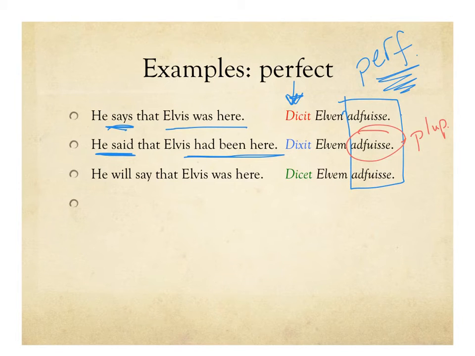And in the future, he will say that Elvis was here, right? That Elvis was here prior to him saying this. Okay, so again, the thing to remember is that the perfect infinitive shows that whatever happened, happened before the action of the main verb, and that what it's showing is a time relationship.